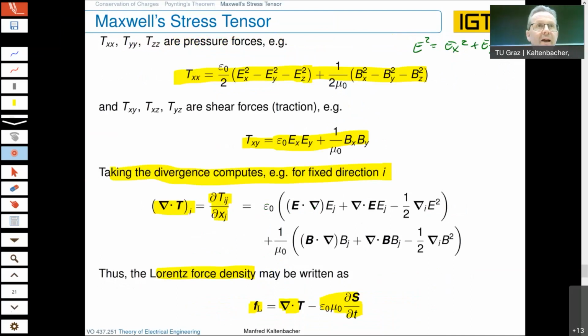Okay, other questions? This was new for you, this index notation? Okay.